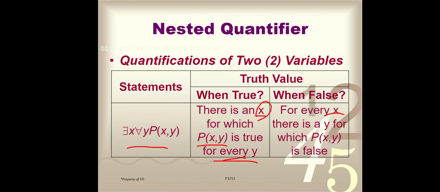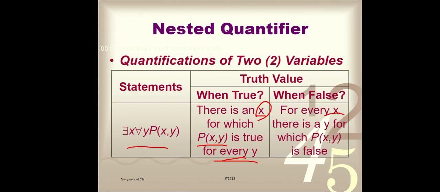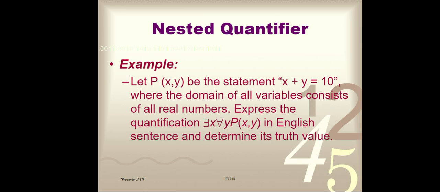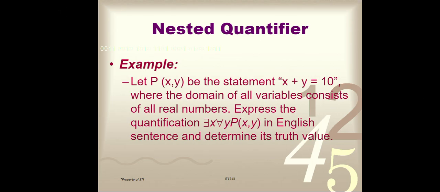Okay, going back here. Let's have an example para sa ating nested quantifier na there exists x for all y, P(x, y). Okay. So, let P(x, y) be the statement x plus y is equal to 10, where the domain of all variables consists of all real numbers. Express the quantification there exists x for all y, P(x, y) in English sentence, and determine its truth value. So, ano kaya ang kaniyang truth value and ano siya in English natin?